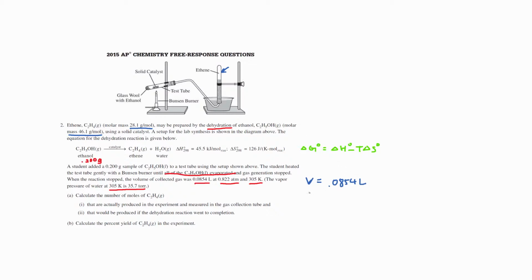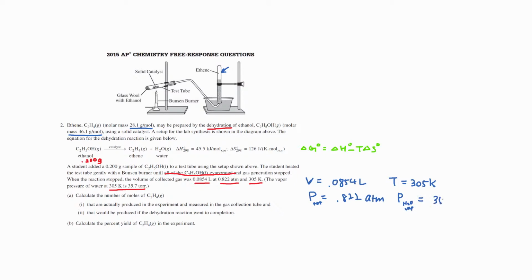And then we also have a pressure. Now here's the tricky part. This 0.822 atm is the total pressure collected in this test tube. So I'm going to note TOT, because that's going to be important later when we try to find the partial pressure of the dry ethene, in atm. And the temperature is 305 Kelvin, and we don't have to convert anything since it's given in Kelvin, so that's all nice and very neat. And what about this one? 35.7 torr at 305 Kelvin. That's the water vapor pressure here.